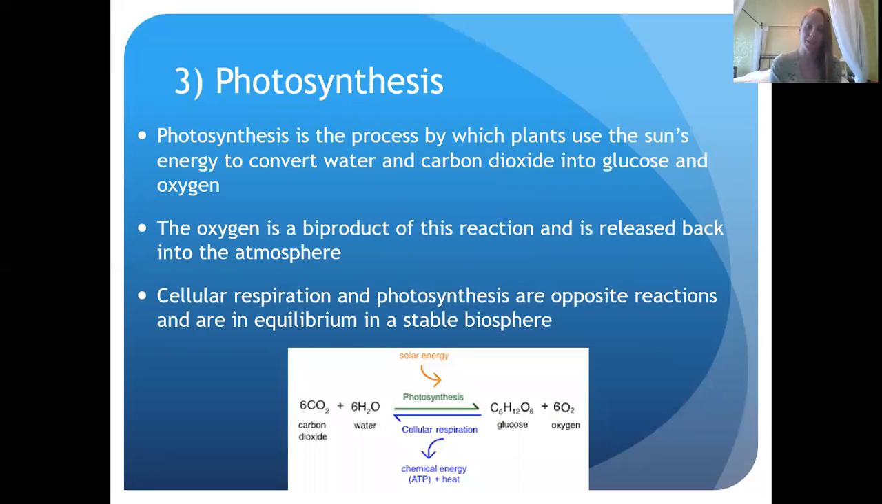Photosynthesis is the opposite process to respiration. This is when plants use the sun's energy to convert water and carbon dioxide into glucose and oxygen. So where respiration is taking in oxygen and breathing out carbon dioxide, photosynthesis is taking in carbon dioxide and releasing oxygen. That oxygen is just a byproduct of the reaction. It's not actually used by the plants, so it's just released back out into the atmosphere.